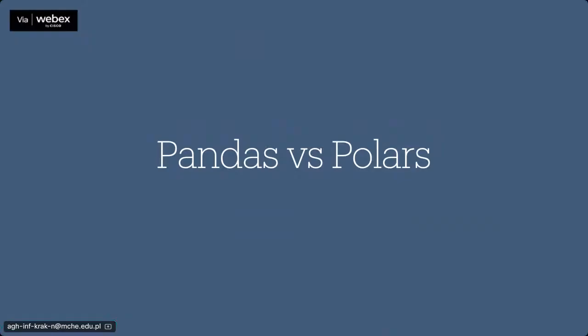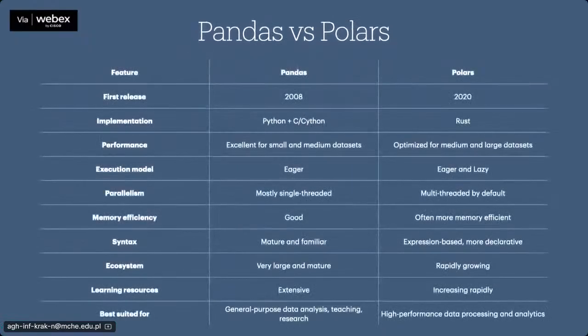And what are the differences? So the first difference is Pandas is much older, which also makes the community much larger, and it's a more mature library. Implementation: Pandas is implemented in Python and C and Cython, so Python with C, but Polars is implemented in Rust, which makes it more optimized for larger data sets.